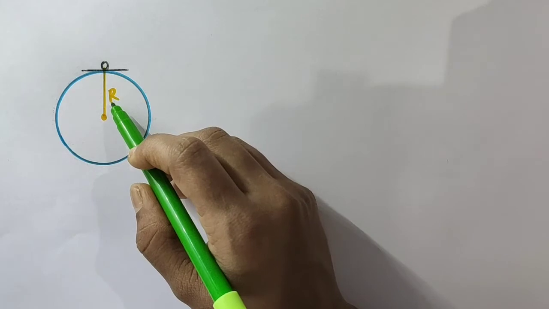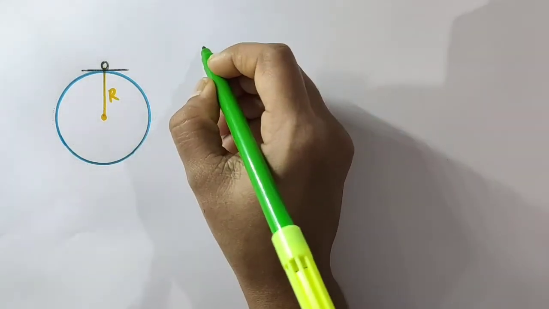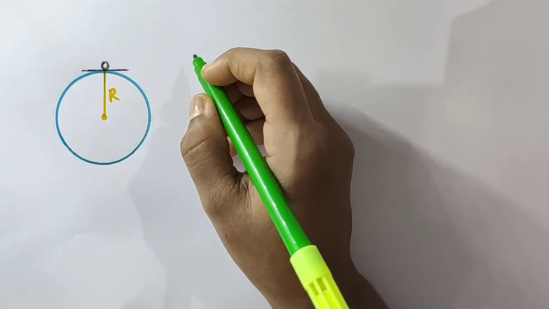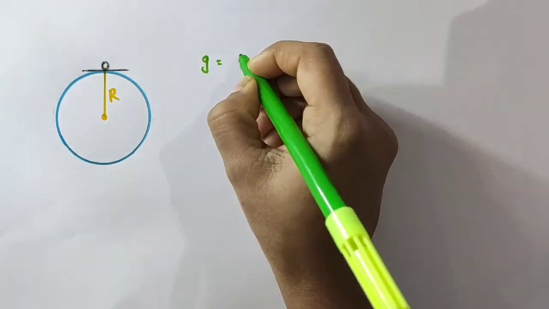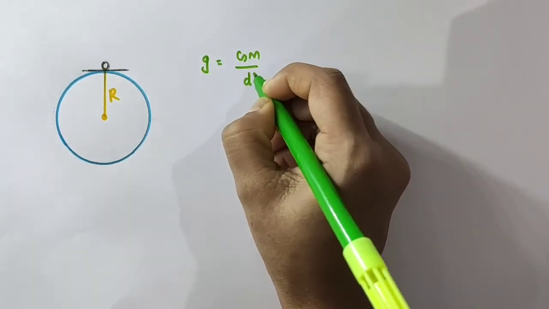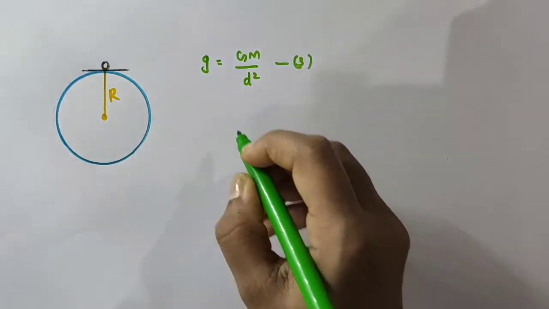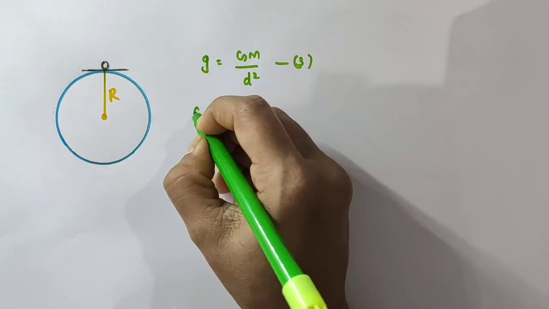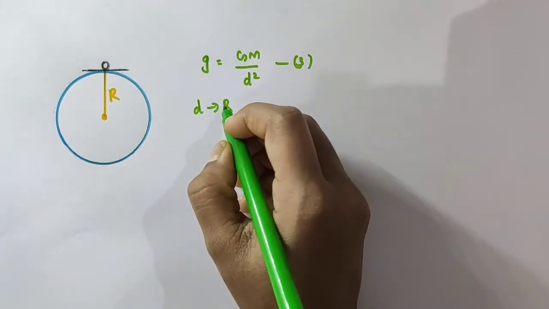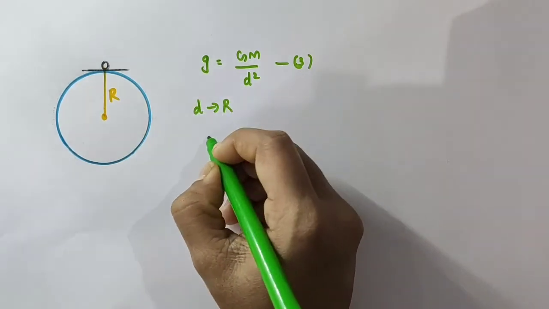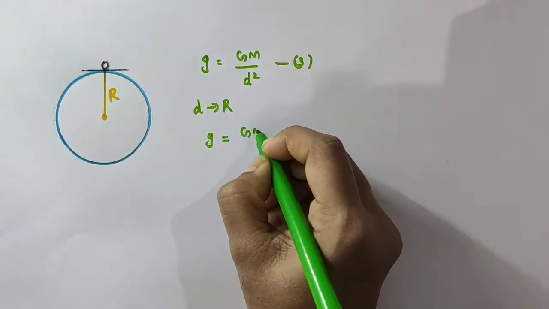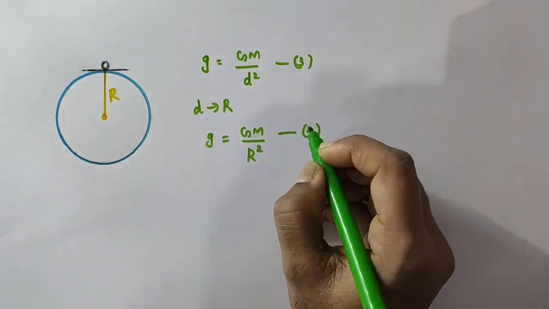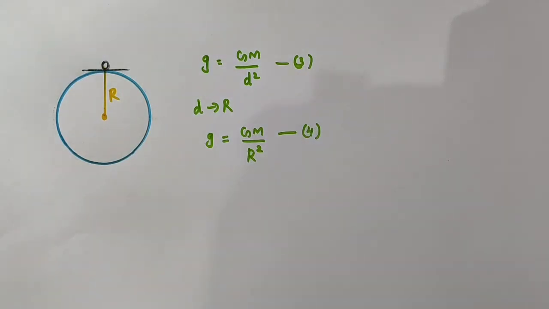So in such cases, we can replace the term d in the expression for g, which is g equals GM by d square. This was expression number 3, no? So in such cases, we can replace the small letter d by capital letter R, where R is the radius of the earth. So we can write g, acceleration due to gravity, is equal to GM divided by R square, and I am taking this as equation number 4.